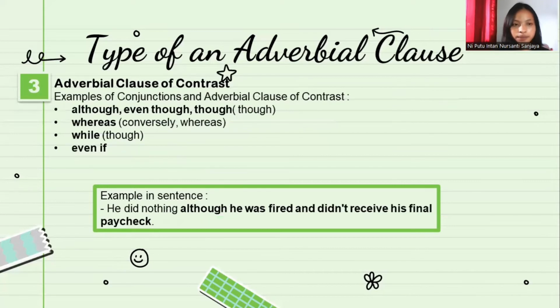And next, adverbial clause of contrast. Example of conjunction and adverbial clause of contrast, like though, even though, whereas, while, or even if, and etc. For example in the sentence, you can also look at my screen.